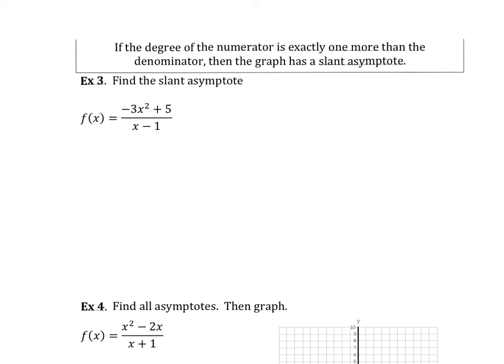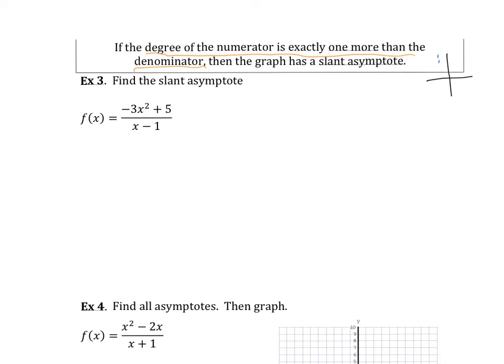Okay, now horizontal and vertical asymptotes you have done before. You may not have dealt with a slant asymptote before. Okay, so if the degree of the numerator is exactly 1 more than the degree of the denominator, then the graph is going to have a slant asymptote. I'm going to do a little sketch just to give you an idea of what that looks like.